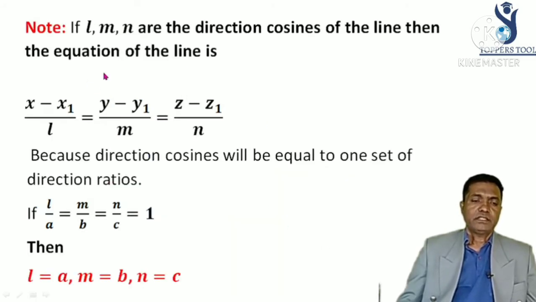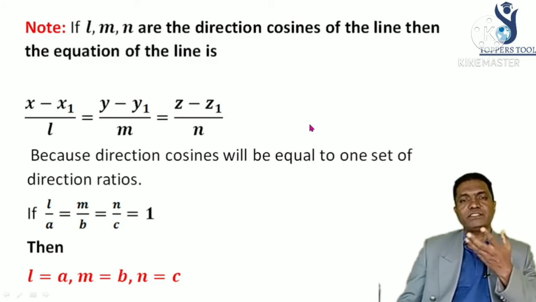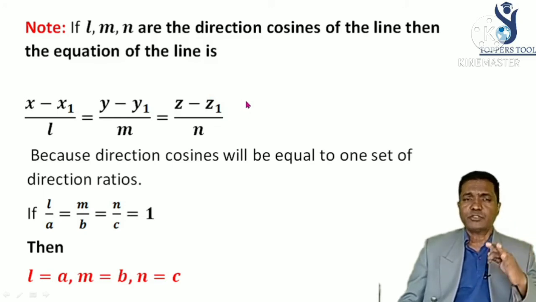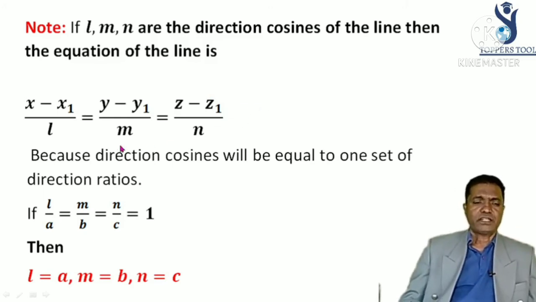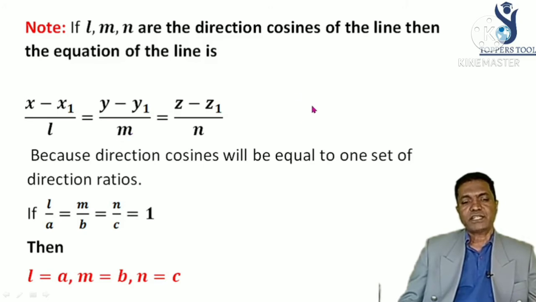Now one thing to be noted: if l, m, n are the direction cosines of the line, then the equation of the line can also be written as this. Instead of a, b, c, you can write l, m, n, because l, m, n can also be one set of direction ratios, because l by l, m by m, n by n is equal to 1. So direction cosines are proportional to themselves. So direction cosines can also be treated as one set of direction ratios. So if you have direction cosines and a point, you can construct the line. So this is to be noted.